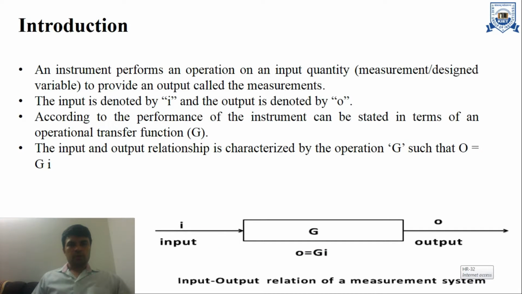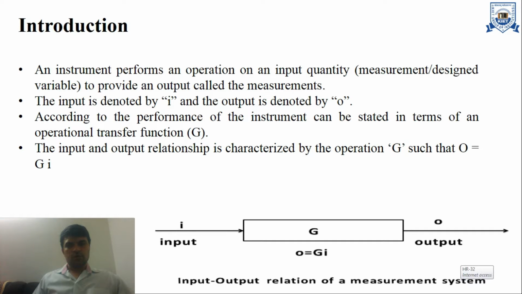So first, introduction. An instrument performs an operation on an input quantity. The input quantity may be flow, temperature, pressure, any measurement or designed variable, to provide an output called the measurement. The input is generally denoted by small i or capital I, and the output is denoted by small o or capital O.